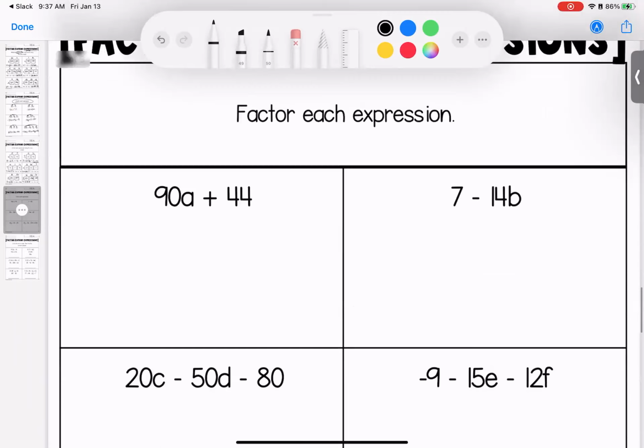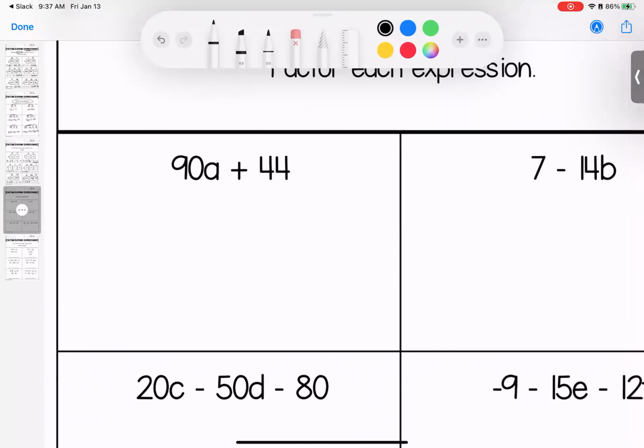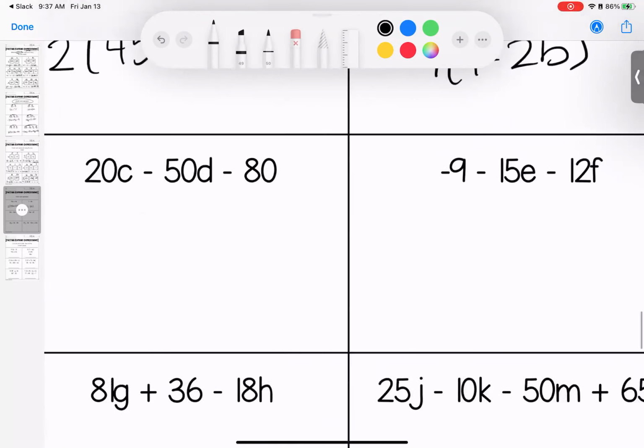All right, factor and expand. We have a 90A plus 44. So we need to figure out what our common factor is. We can pull out a 2. If we pull out a 2, we have 45A plus 22. Coming over here, if I pull out a 7, I have 1 minus 2B. So again, looking for those common factors.